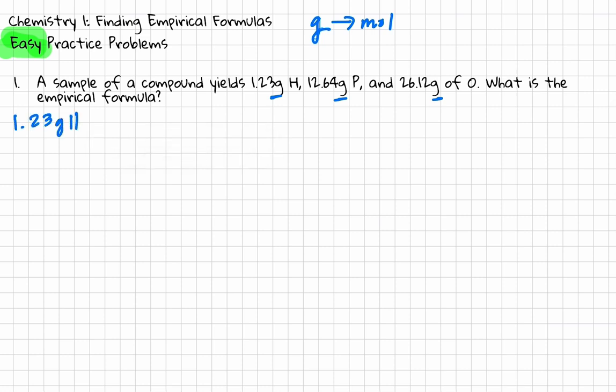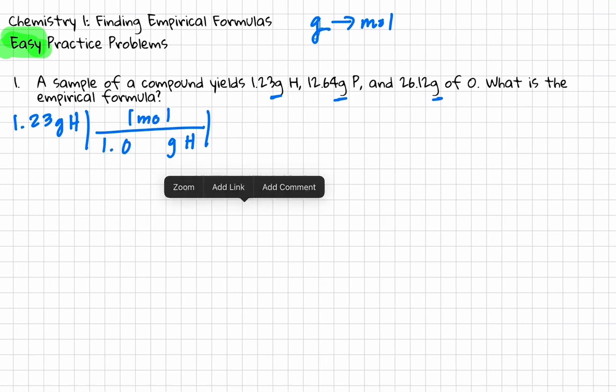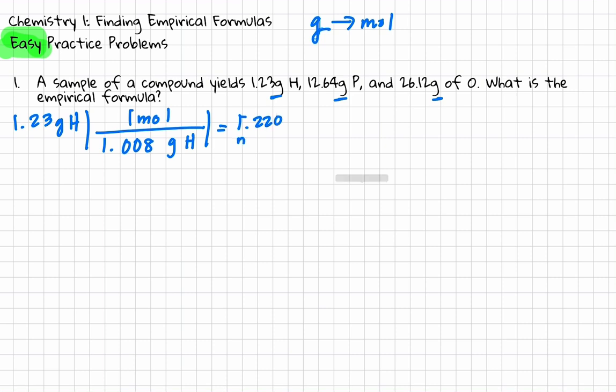1.23 grams of hydrogen. So if we have grams at the bottom, and then 1 mole of hydrogen, we know that the molar mass is 1.08 grams. Once we do that math, it's 1.220 mole of hydrogen. And we're going to do this for all elements involved. So we have hydrogen, phosphorus, and oxygen.